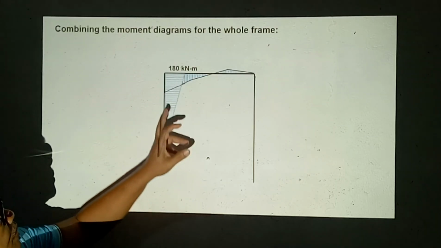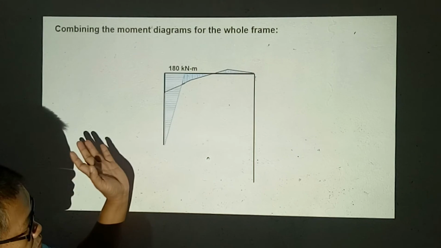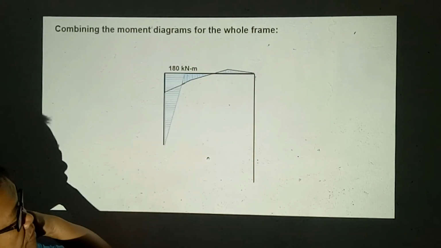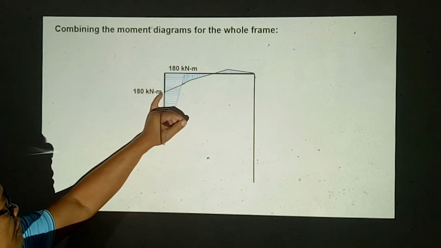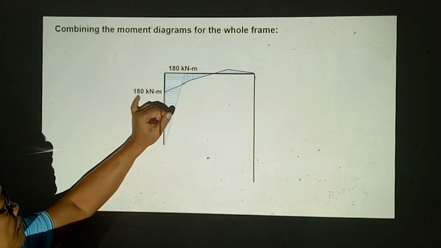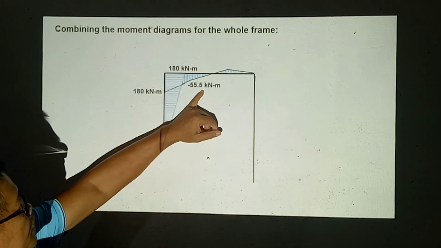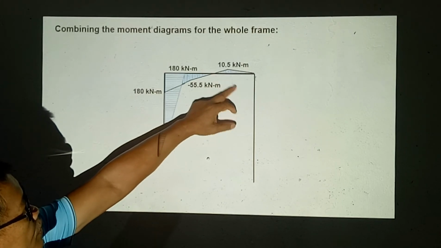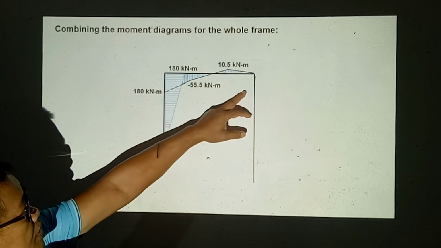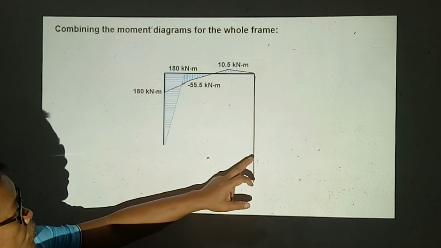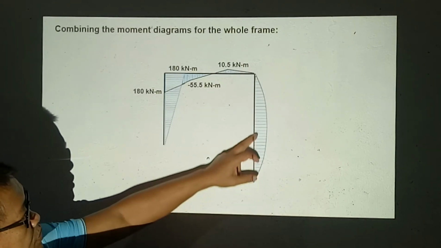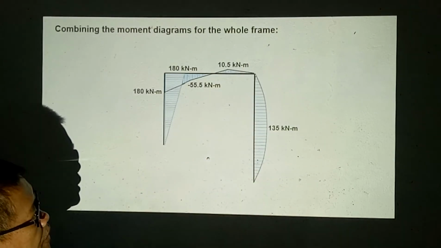For member BC, we also have this moment diagram. This is the moment diagram we have, and we have 180 here. It's also negative, just equal to 180. At this point, we have 55.5, and then we have 10.5 millimeters. It goes back to zero. For column CD, we have this moment diagram, with a maximum of 135 kilonewton meters.